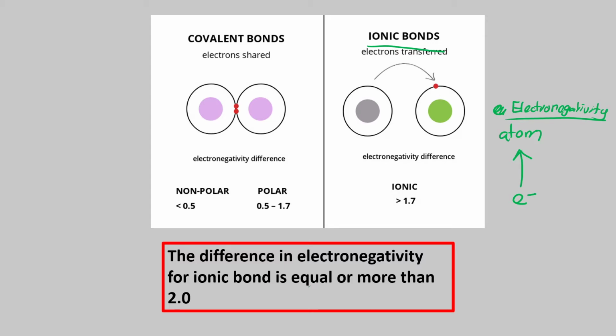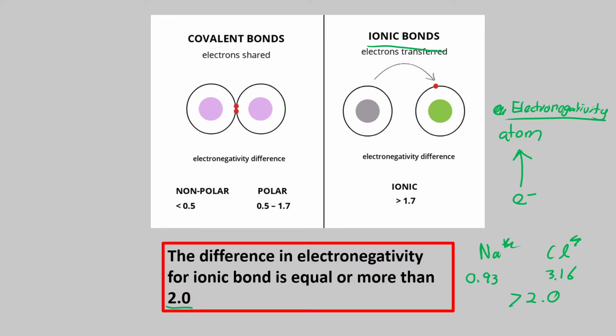Okay, for an ionic bond, to determine that it is an ionic bond, the difference between, for example, sodium and chlorine's electronegativity must be equal to or more than 2.0, as a general idea. Okay, for example, chlorine's electronegativity value is 3.16 and sodium is 0.93. So if you subtract, it is already more than 2.0. So they can form an ionic bond.